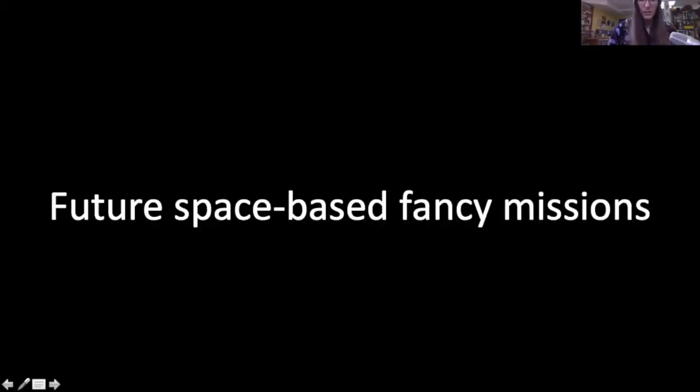We have this thing called an atmosphere that makes it really hard to do. But if we send things into space, it's a little bit easier because we don't have to deal with our atmosphere, and we can get clearer pictures. So we have some future space-based missions. I call them fancy missions because they're really exciting. So what we're trying to find is a picture of another planet. Perhaps it looks like Earth.